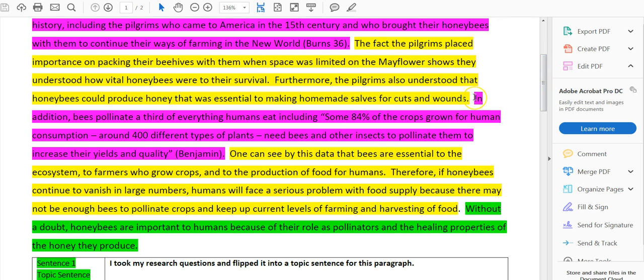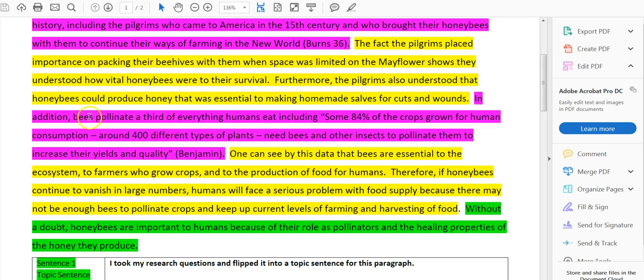For this next concrete detail, I am going to use a combination of my own words as well as a direct quote as part of my concrete detail sentence. I will put quotation marks around the information that I've copied directly. Again, I've taken this from my note card and then combined it into my own words. Here is what I have written.